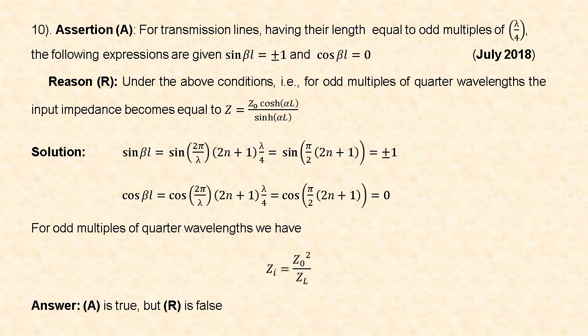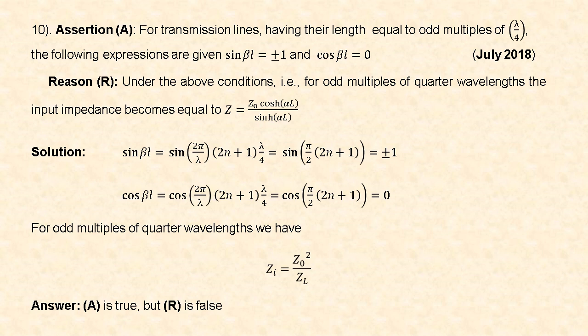Next question. This question was also asked in July 2018. This is assertion and reason type. Assertion: for transmission lines having their length equal to odd multiples of lambda by 4, the following expressions hold: sin beta L is equal to plus or minus 1 and cos beta L is equal to 0. Reason: under the above conditions, that is for odd multiples of quarter wavelengths, the input impedance becomes equal to Z is equal to Z0 cos h alpha L divided by sin h alpha L.